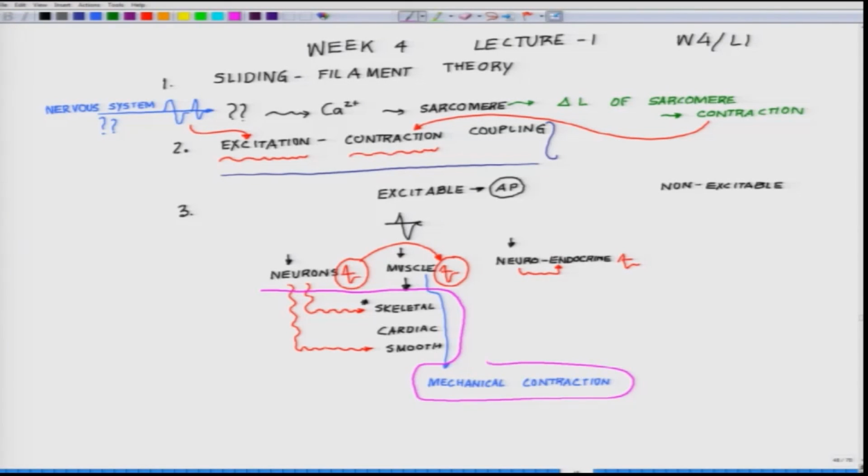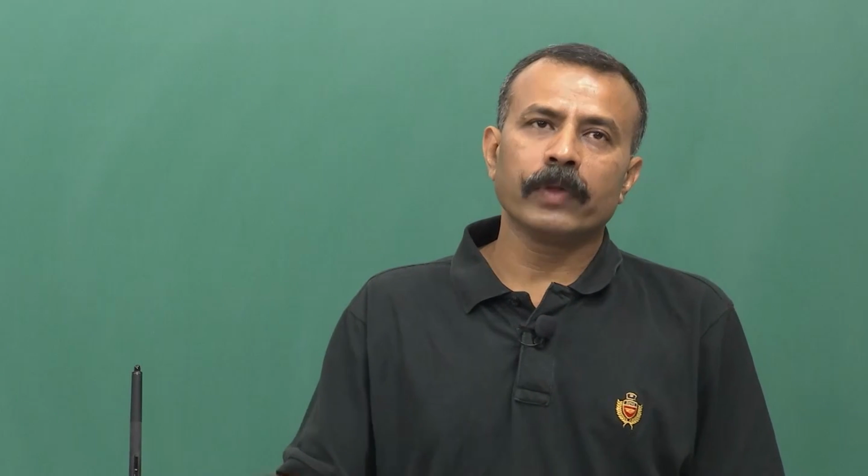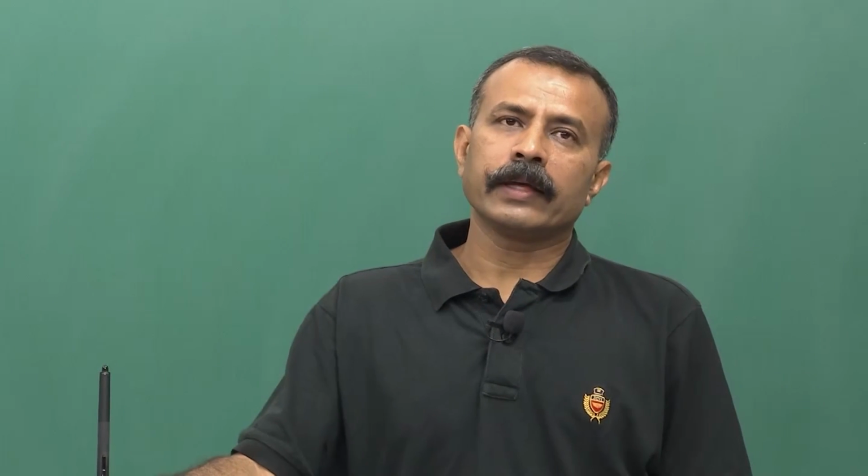So, you are realizing it is a very complex process that we are dealing with. At this point, we have only dealt with this part of the story, how the mechanical contraction is taking place, but we have not talked about how this is linked to the electrical activity of the muscle, as well as, before that, the electrical activity of the neurons.